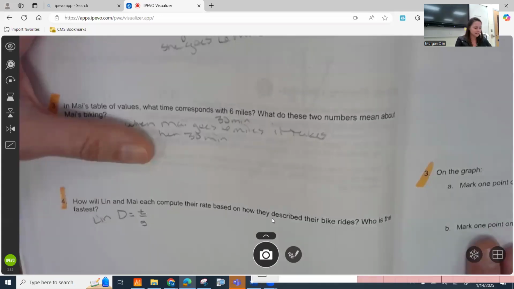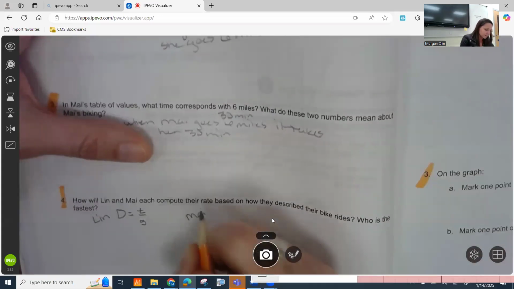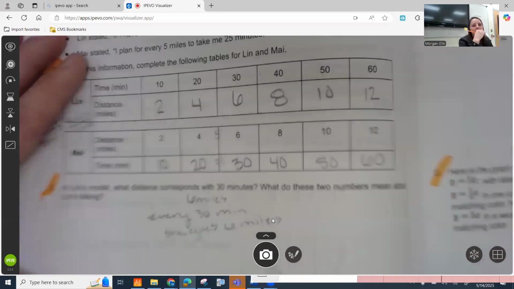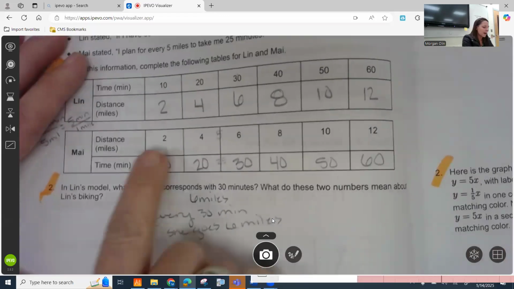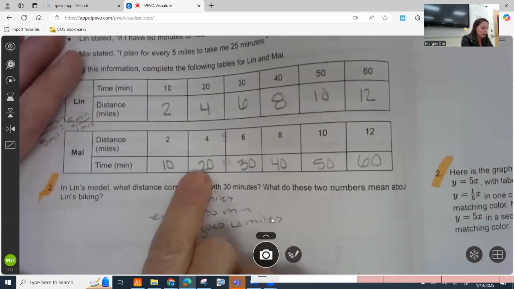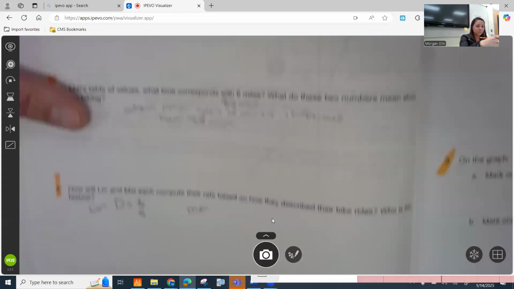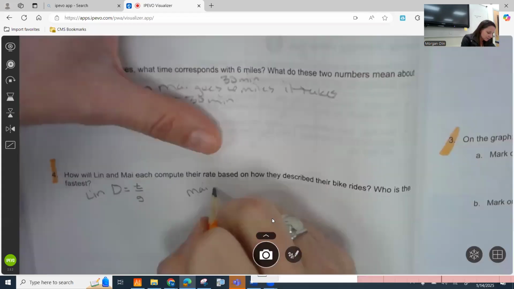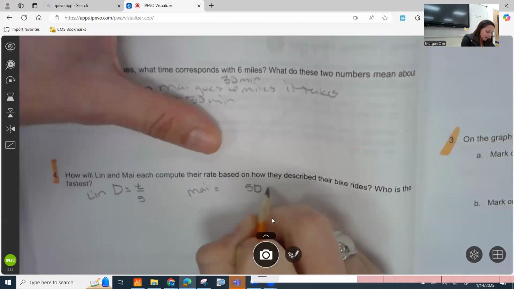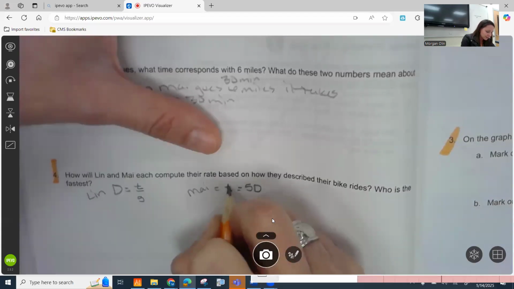Lynn's distance. Well, let's talk about May here. Let's see if we can make any connections. This time, every time we multiply this by 5, it gives us that number. And notice that's distance. Every time you're taking the distance and multiplying that by 5, it comes out to be the time.